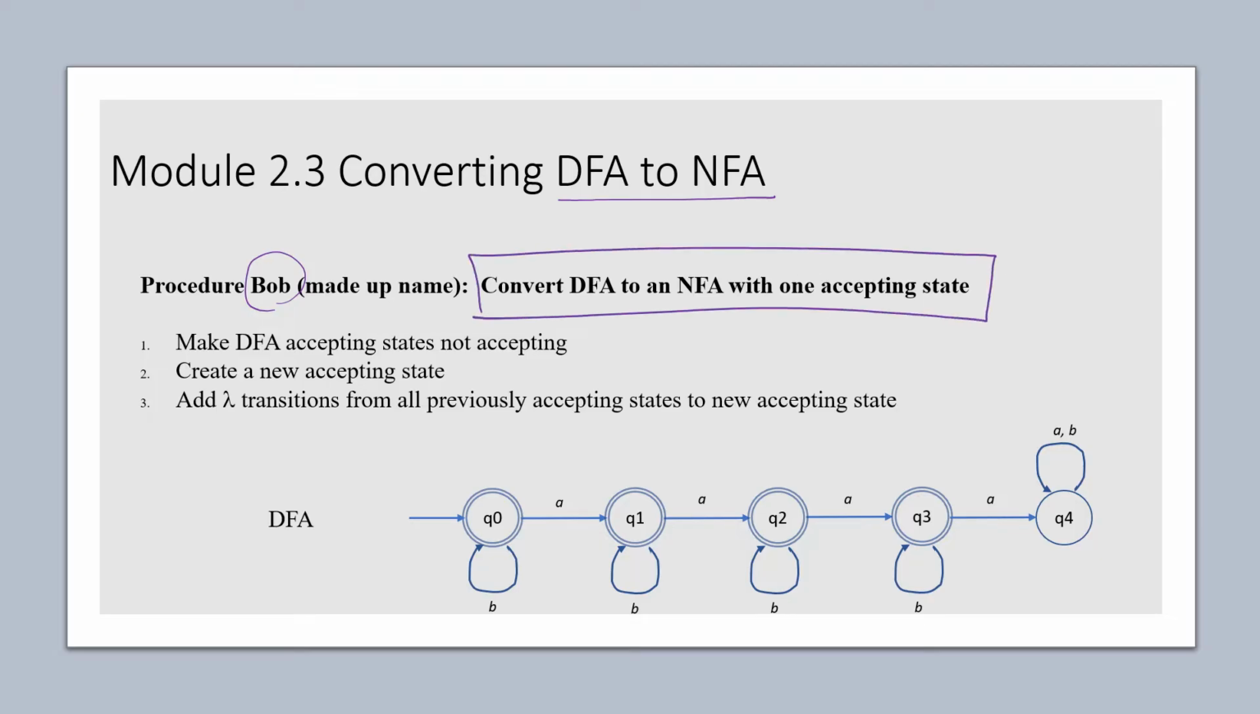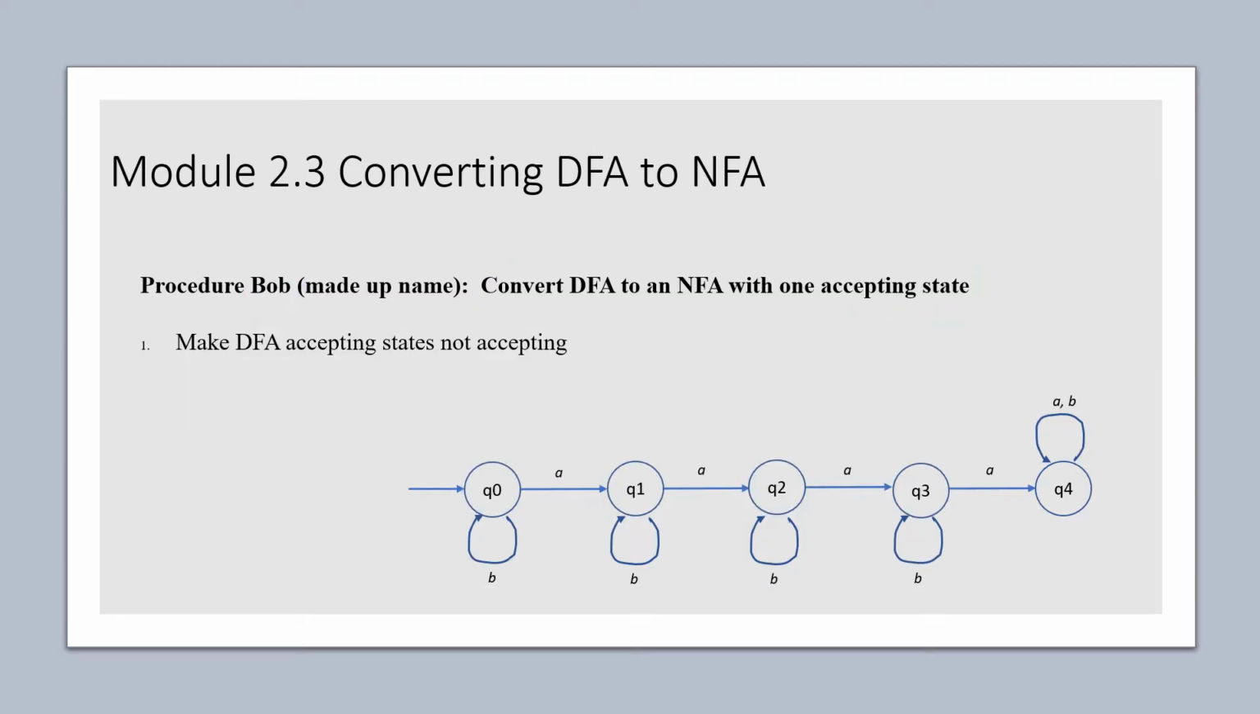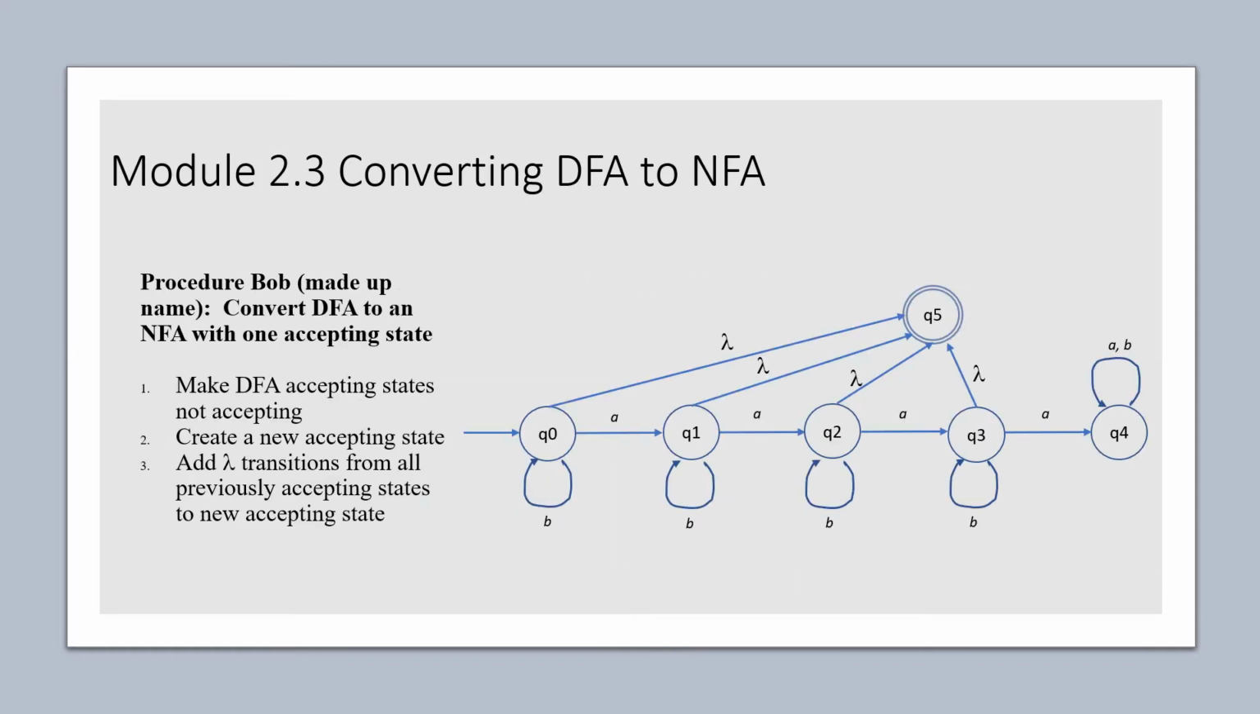All right. So the first step in doing this is to make the DFA accepting states no longer accepting. So take a look at our DFA here. We have all of our transitions defined for all of our symbols for all of our states. And Q0, Q1, Q2, and Q3 are all accepting. So step 1, make them all not accepting. Step 2, create a new accepting state. So we have created a new accepting state. And then step 3, add lambda transitions from all the previous accepting states to the new accepting state.